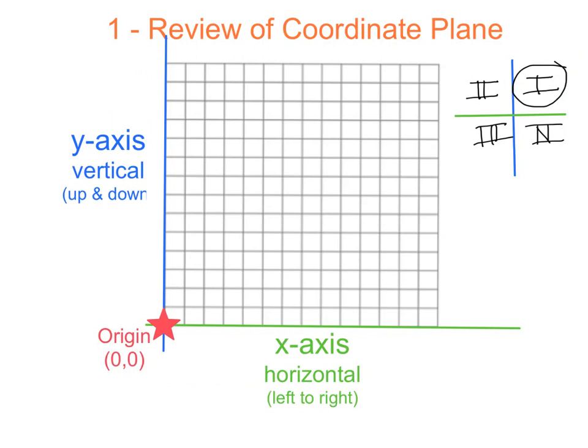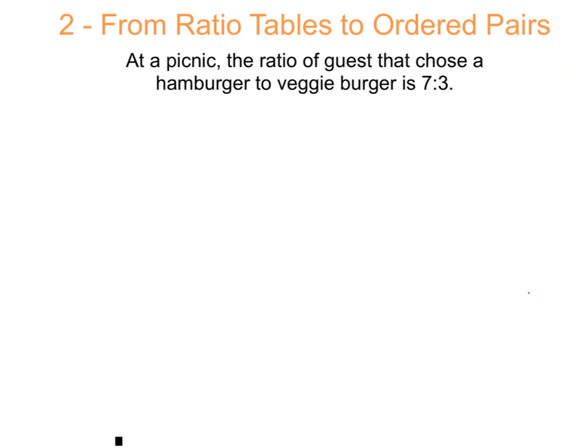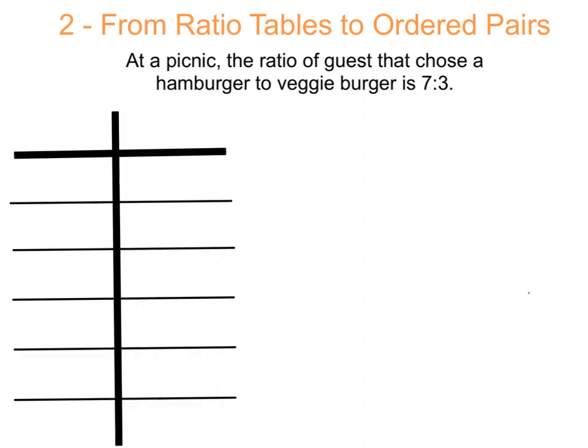Next, we're going to be talking about how we can find other coordinates within the coordinate plane. So in order to find different coordinates or different points in our coordinate plane, let's look at an example here. At a picnic, the ratio of guests that choose a hamburger to veggie burger is a ratio of 7:3. Now, when we're trying to figure out what this ratio is for, let's say, a larger amount of guests, we can make a ratio table.